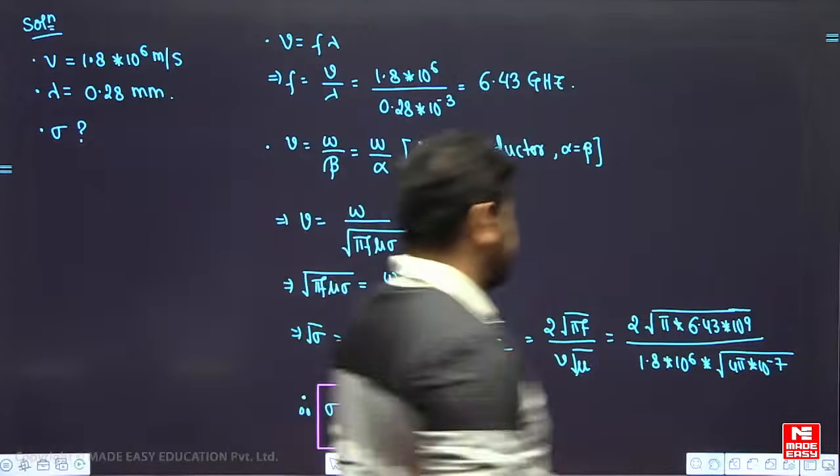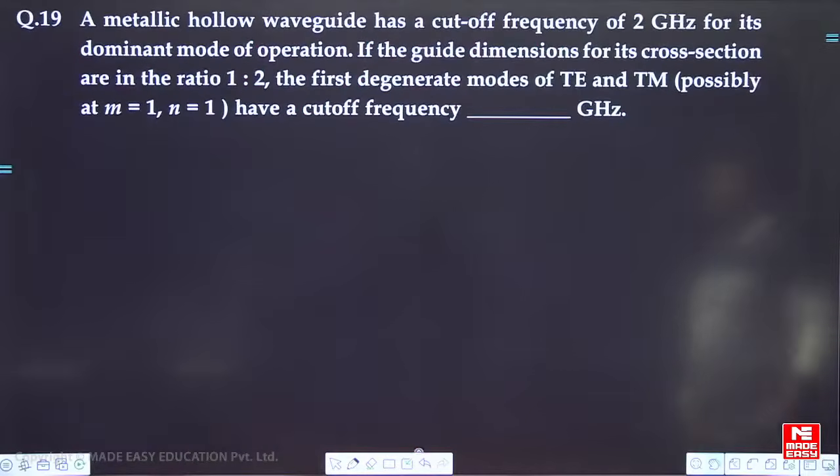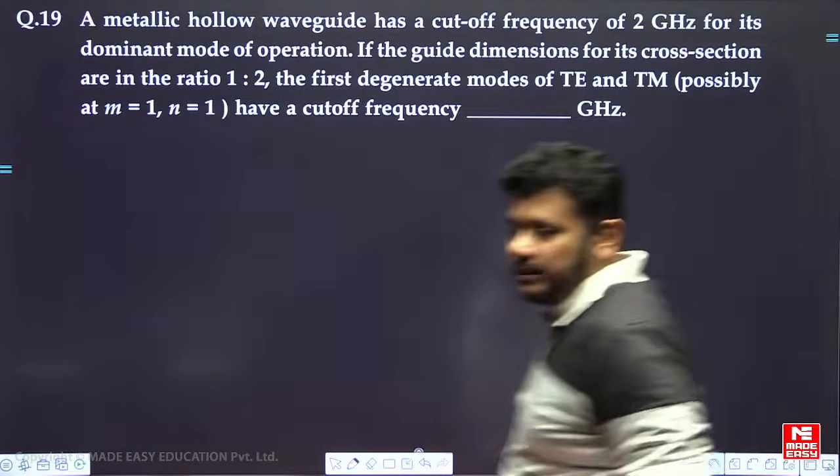Next, question number 19. A metallic hollow waveguide has a cutoff frequency of 2 gigahertz for its dominant mode of operation. If the guide dimensions for its cross section are in the ratio 1:2, the first degenerate modes of TE and TM possibly at m equal to 1 and n equal to 1 have the cutoff frequency will be how much?